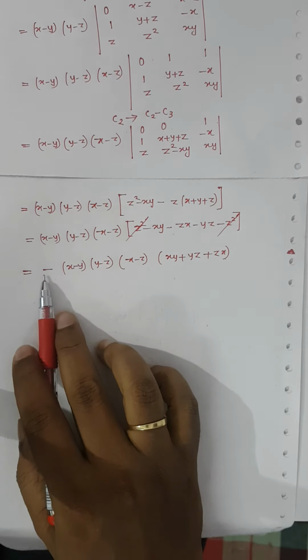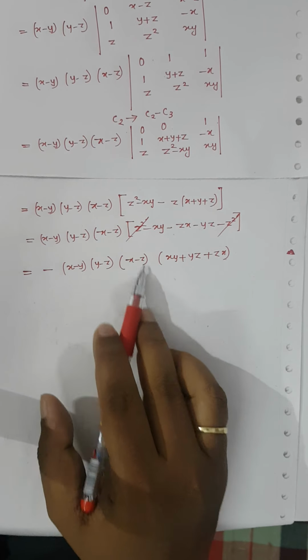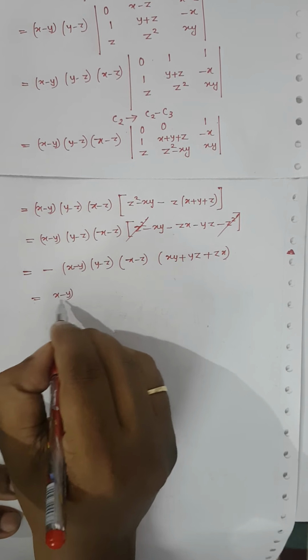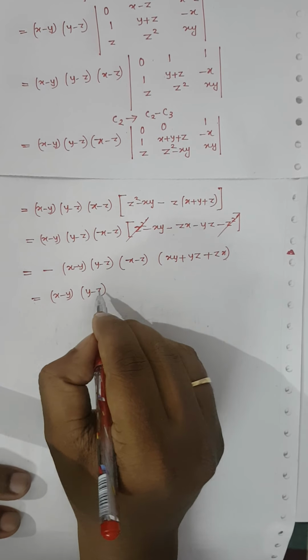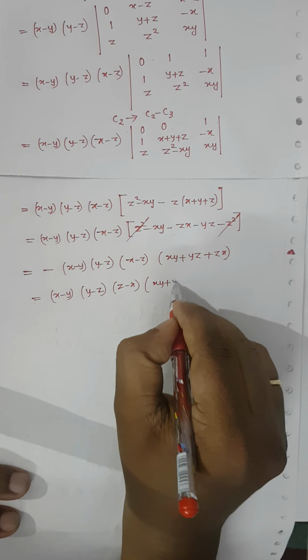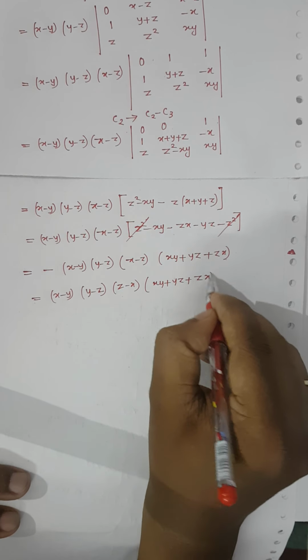Now if I multiply this minus into this factor, it will convert into z minus x. So your result will be x minus y into y minus z into z minus x into xy plus yz plus zx.